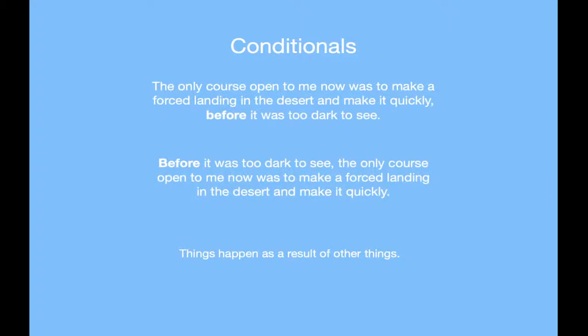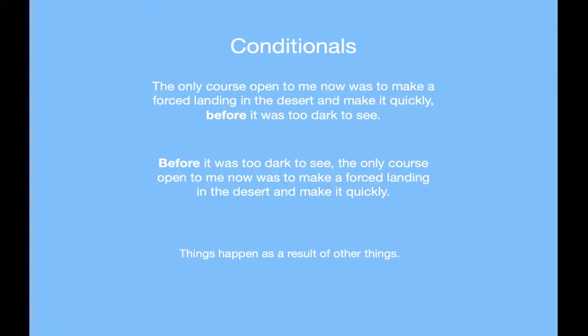And the last is a little bit more complicated. This is a conditional, a really powerful sentence. So Roald Dahl in his story says, the only course open to me now was to make a forced landing in the desert and make it quickly before it was too dark to see. So you can see the sentence has got these two clauses. The clause at the beginning with the only, and the clause at the end, beginning with before.